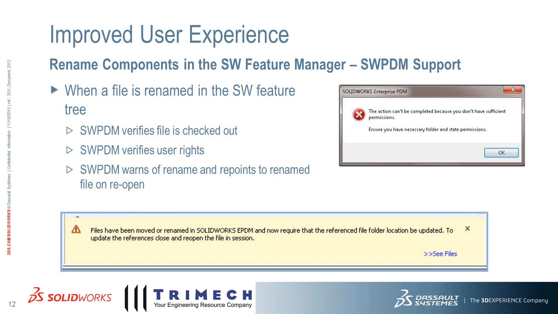We also have rename components in the SolidWorks Feature Manager for SolidWorks PDM support. So when a file is renamed in the SolidWorks feature tree, that's the feature tree on the left-hand side of SolidWorks, SolidWorks PDM verifies that the file is checked out, verifies that the user has rights to make those changes, and it will warn of rename and repoints to renamed files on reopen. So if you do not have permissions, or if the file is not checked out, it's going to give you a pop-up saying that the action can't be completed because you don't have sufficient permissions, or the file needs to be checked out. Ensure that you have necessary folder and state permissions.